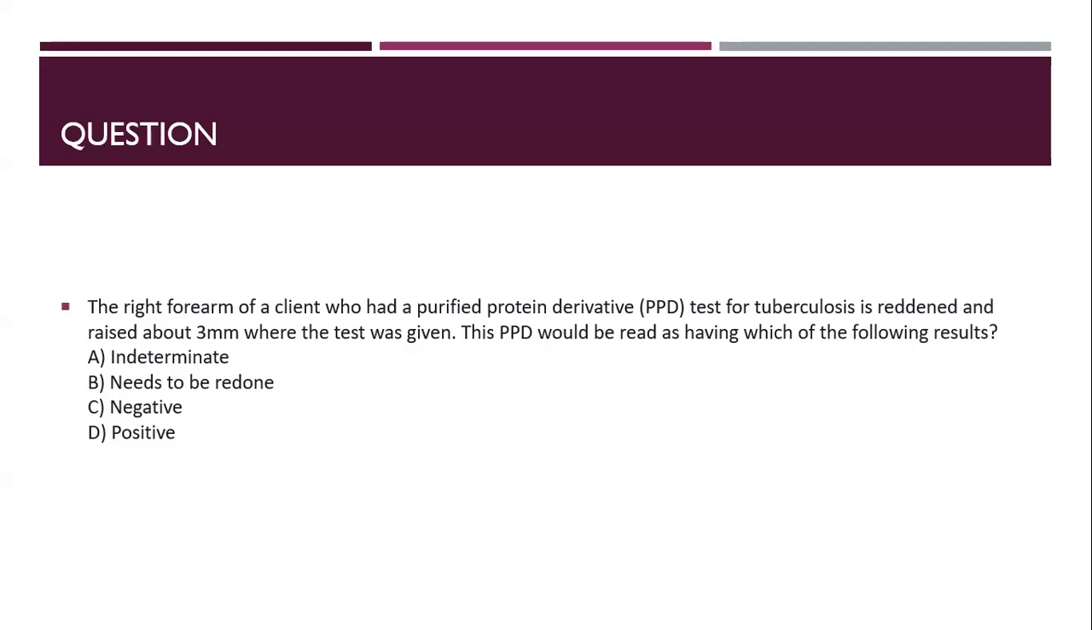The right forearm of a client who had a purified protein derivative (PPD) test for tuberculosis is reddened and raised about 3 millimeters where the test was given. This PPD will be read as having which of the following results? A, indeterminate. B, needs to be redone. C, negative. D, positive. Okay, what is the answer?